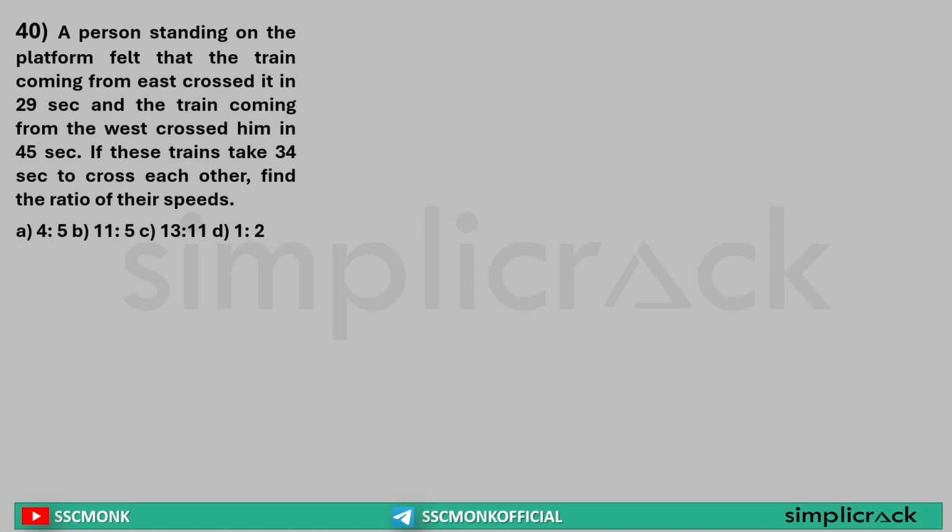Next. A person standing on a platform felt that the train coming from east crossed it in 29 seconds. The train coming from west crossed it in 45 seconds. If the trains take 34 seconds to cross each other, find the ratio of their speeds. So this is a basic homework for you.